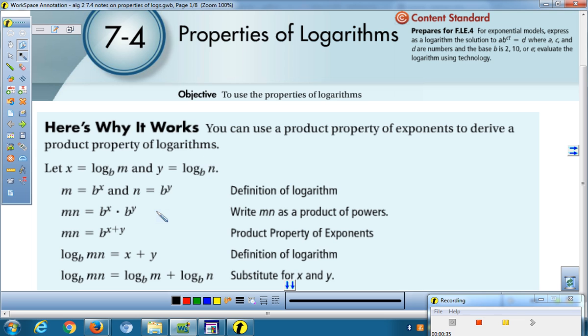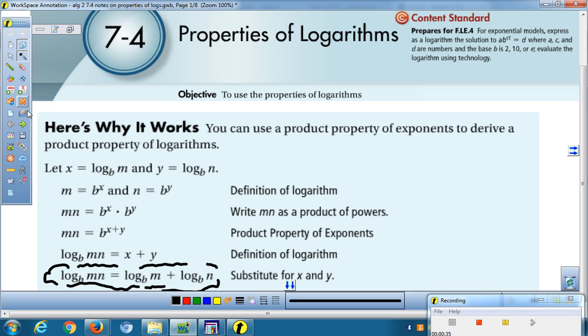Way back at the beginning we said x equals log base b of m, and y equals log base b of n. So log base b of mn is the same as log base b of m plus log base b of n. That's the property that we are going to be working with. That is your first log property. So our first log property, you can see, is all based on exponential properties.